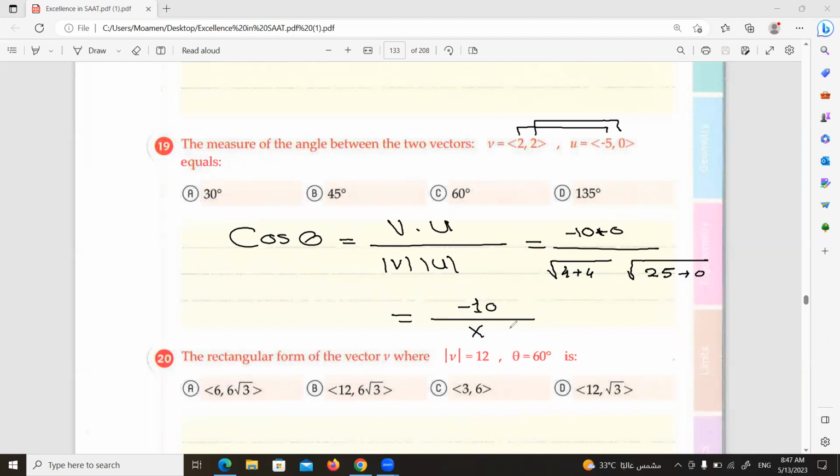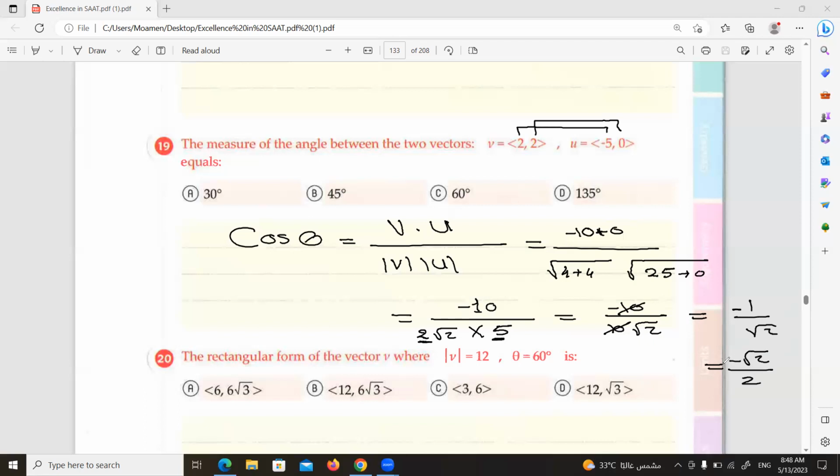So pay attention to simplifying, please. This will be 5, and this will be 2 root 2. Multiply 2 by 5, it will be 10. So it's -10 over 10 root 2. I multiply 5 by 2, the outside numbers, and leave the square root as it is. So cancel, divide by 10, divide by 10. It will be -1 over root 2. This is not the simplest form. By multiplying both up and down by root 2, you get negative root 2 over 2.